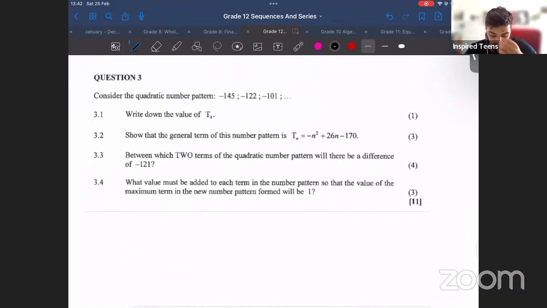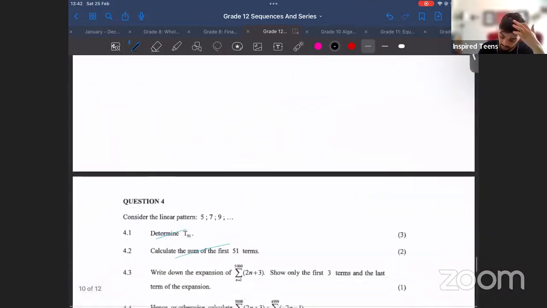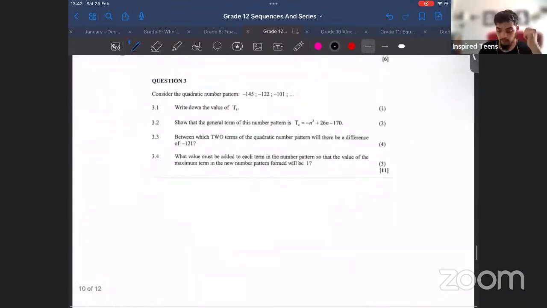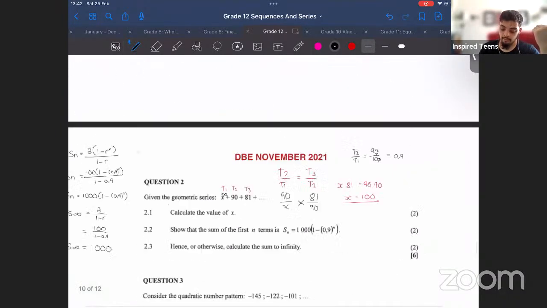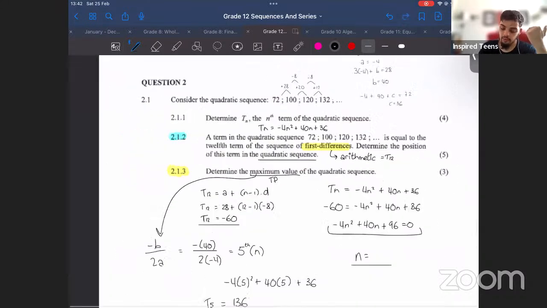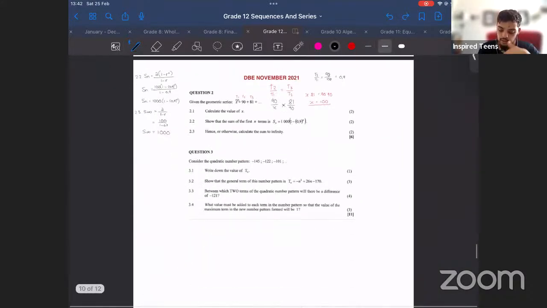Let's have a look at question 3. Consider the quadratic number pattern. Just revision of a few different ones. I remember we did this one last time already, right? So quadratic, and then we covered the concept of maximum. Maximum value of quadratic. Remember, it's just like turning point. Okay, so let's do this.